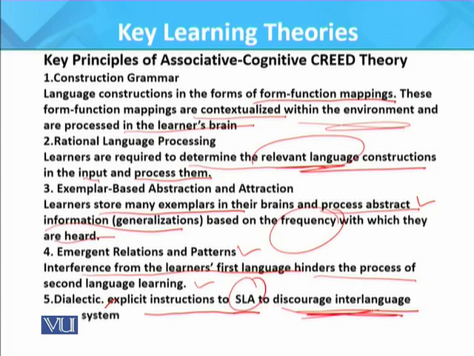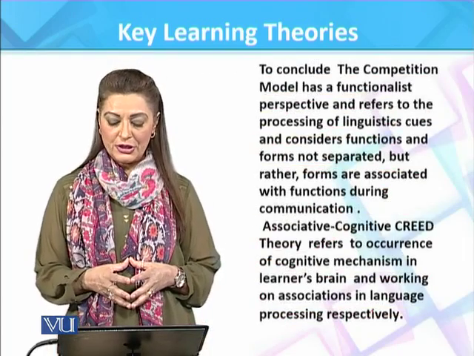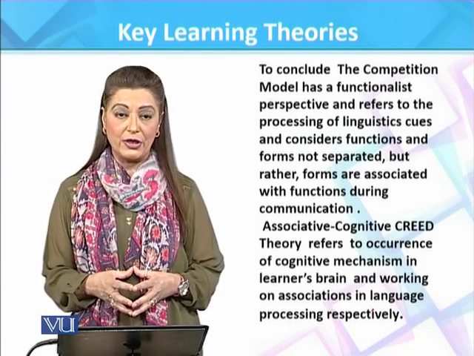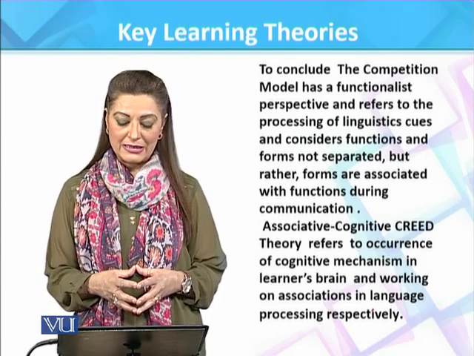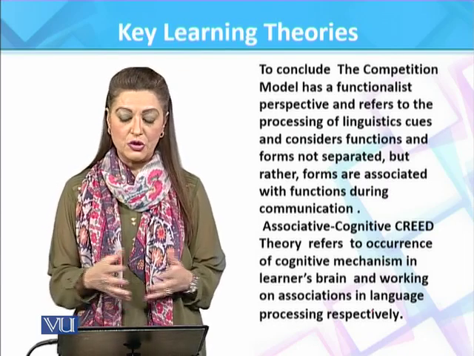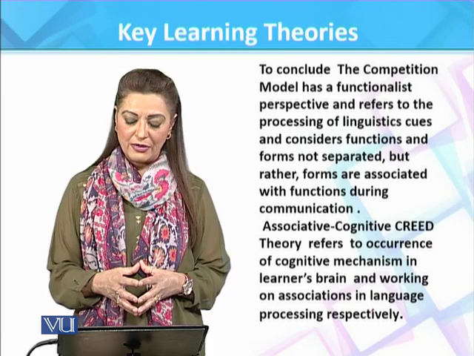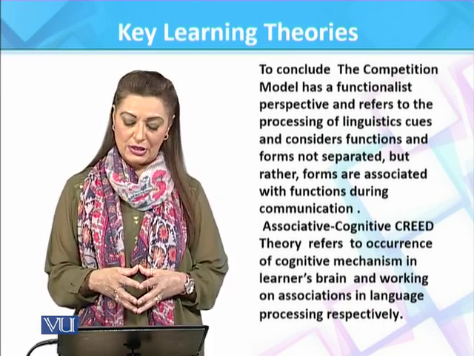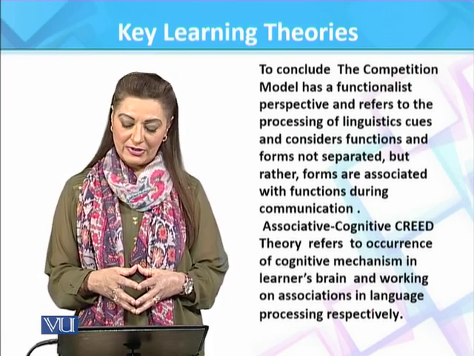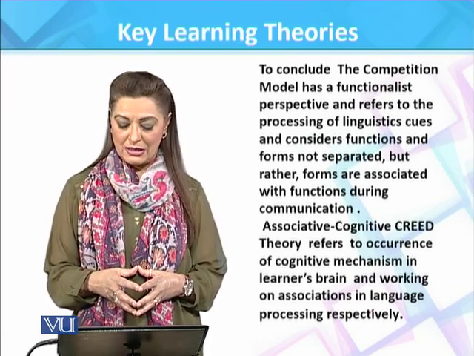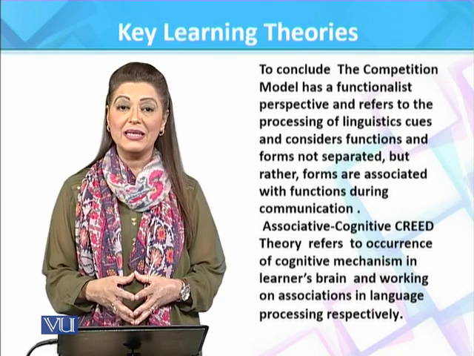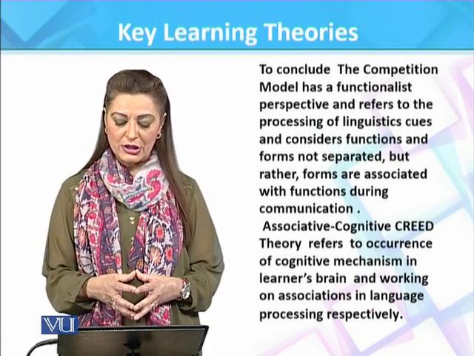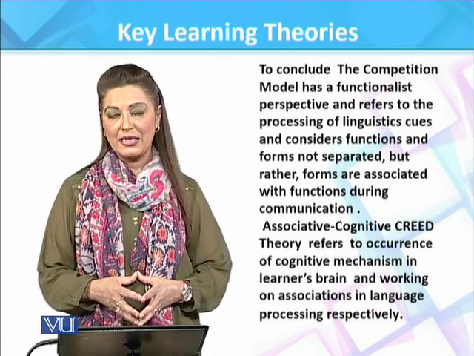To conclude, the competition model has a functionalist perspective and refers to the processing of linguistic cues, and considers functions and forms not separated, but rather forms are associated with function during communication. Associative cognitive theory refers to occurrences of cognitive mechanism in the learner's brain and working on associations in language processing respectively.